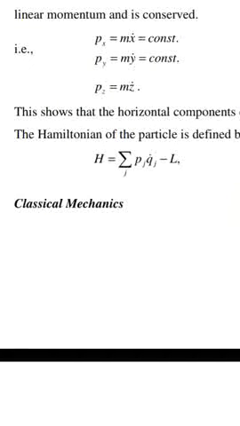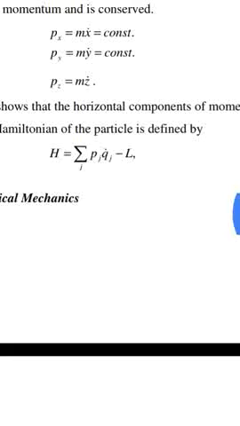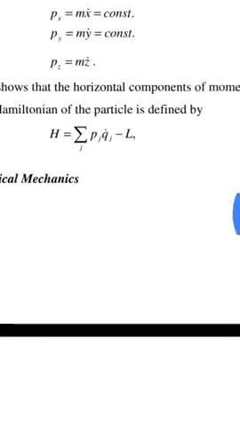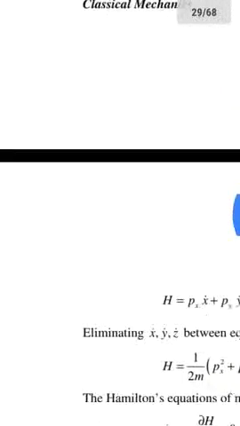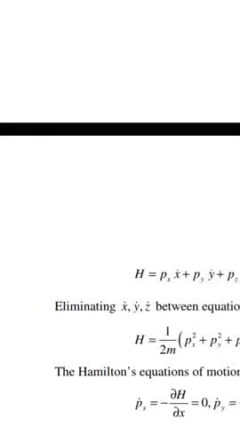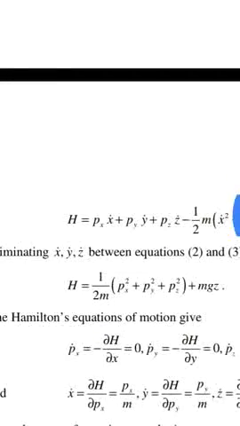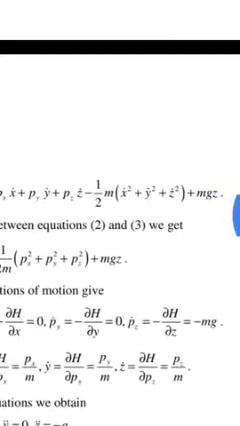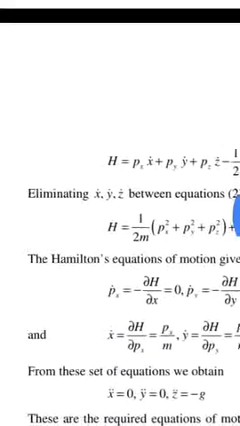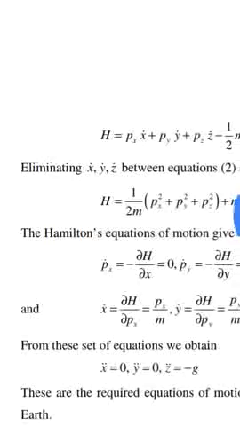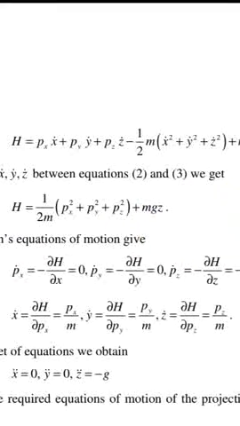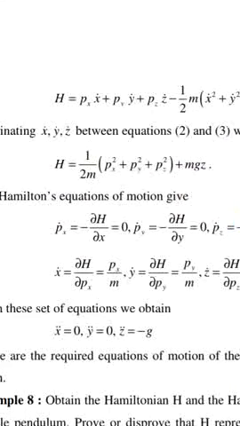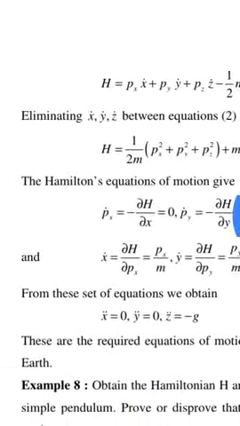The Hamiltonian of the particle is defined by H is equal to summation of Pj Qj dot minus L. H is equal to Px x dot plus Py y dot plus Pz z dot minus 1/2 m (x dot squared plus y dot squared plus z dot squared) plus mgz. Eliminating x dot, y dot, z dot between equations 2 and 3, we get H is equal to 1/(2m) (Px squared plus Py squared plus Pz squared) plus mgz.